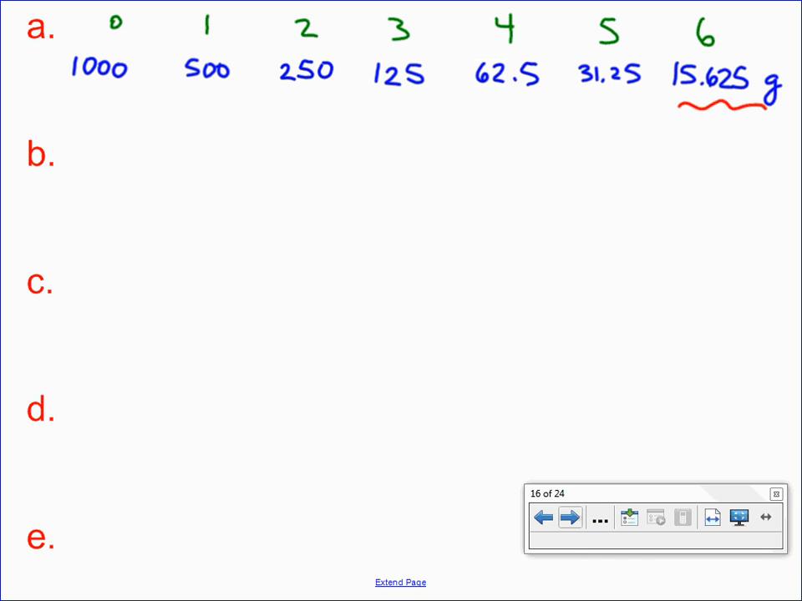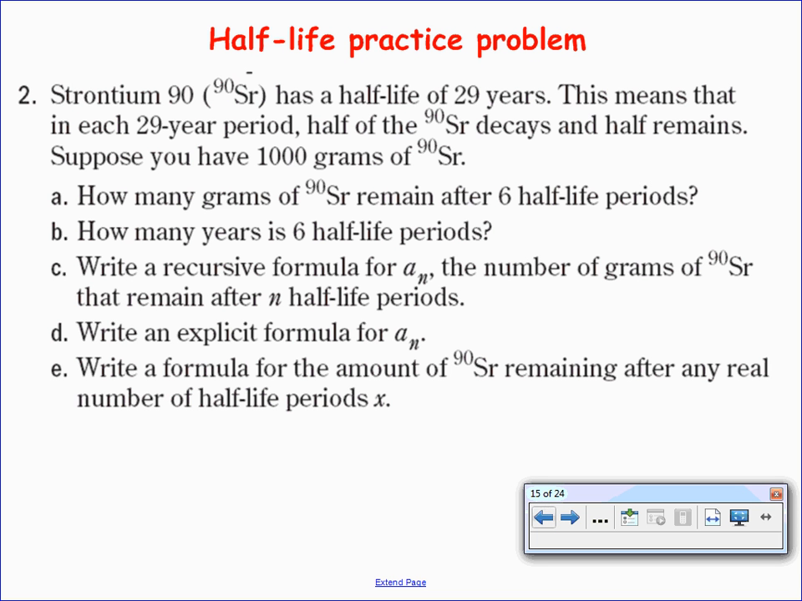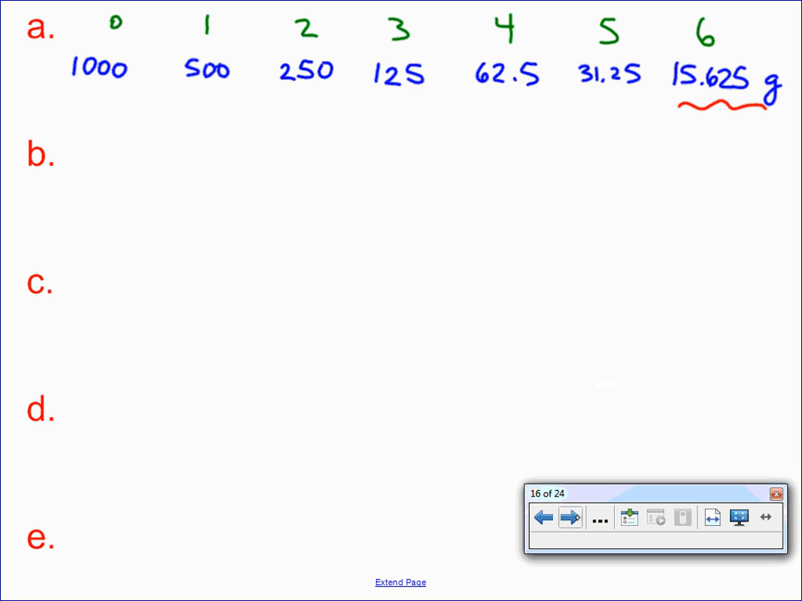Awesome. B asks us, how many years is that? Well, if each half-life period was 29 years, then all we need is 6 half-life periods times 29 years. That's 120 plus 54, 174. Is that right? 174 years? Awesome.